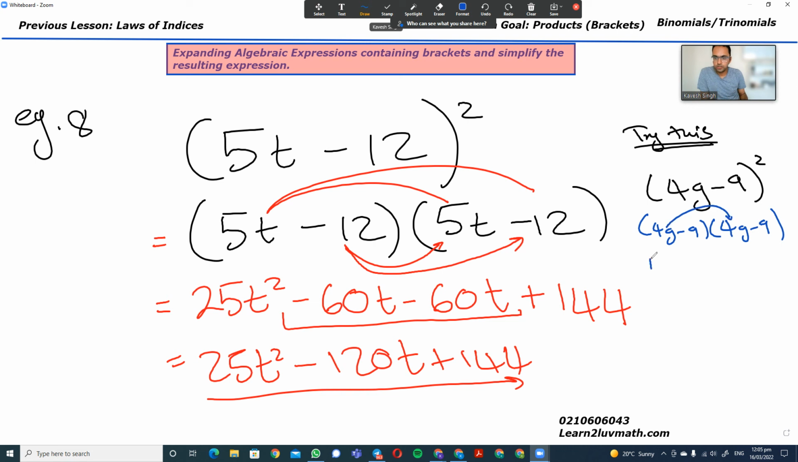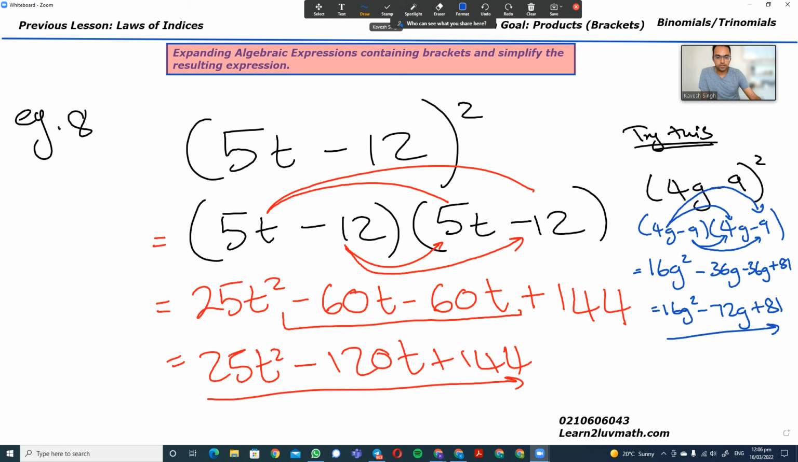4g times 4g gets you 16, and g times g gets you g squared. 4g times negative 9 gets you negative 36g. And likewise, negative 9 times 4g, negative 36g again. Negative 9 times negative 9 would give you positive, and 9 times 9 gets you 81. Now you have 16g squared, which is your first term. Minus 36 minus 36 gets you minus 72g plus 81, and that's your final answer with all terms being unlike.